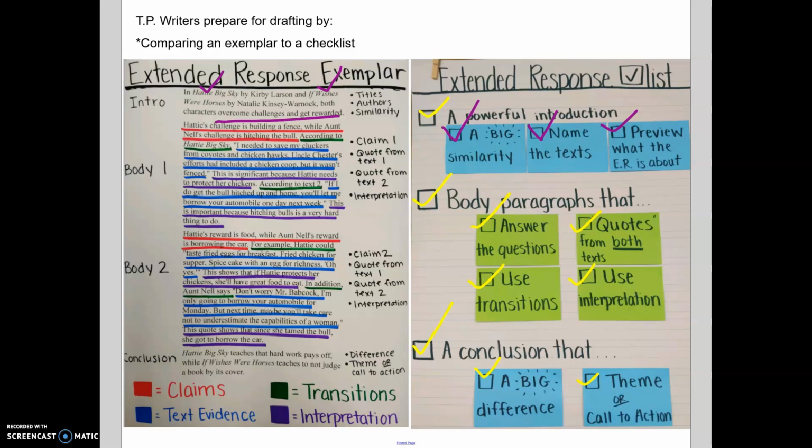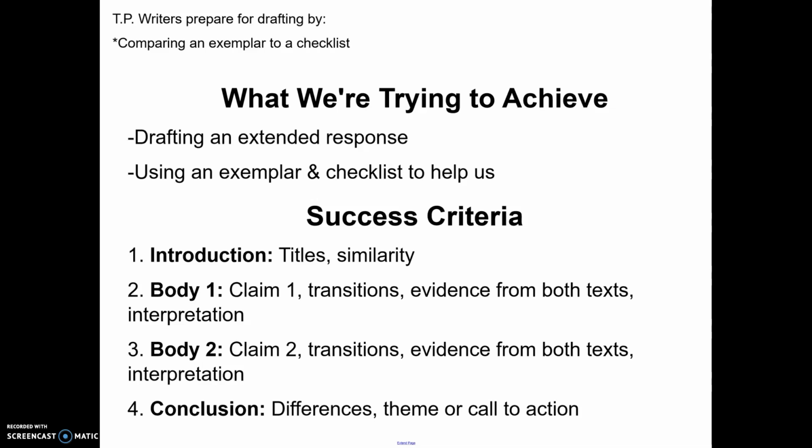So in your extended responses today, you should put all these elements of the checklist. Your job is to write an introduction that gives the titles and a similarity. Body 1, that will give claim 1, transitions, evidence from both texts and interpretation. Body 2, which will be claim 2, transitions, evidence from both texts and interpretation. And finally, a conclusion where you give differences and a theme or call to action.